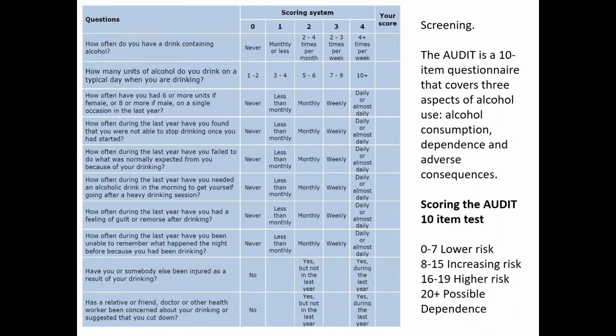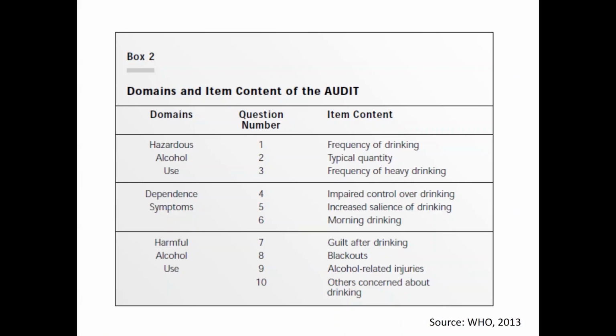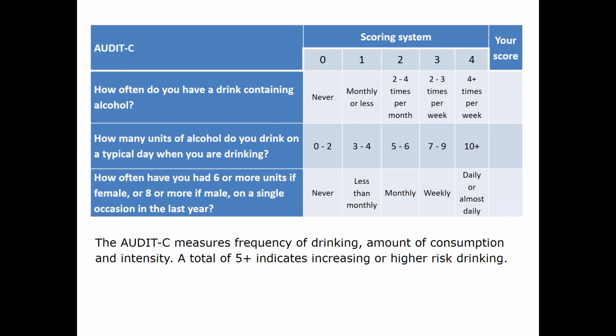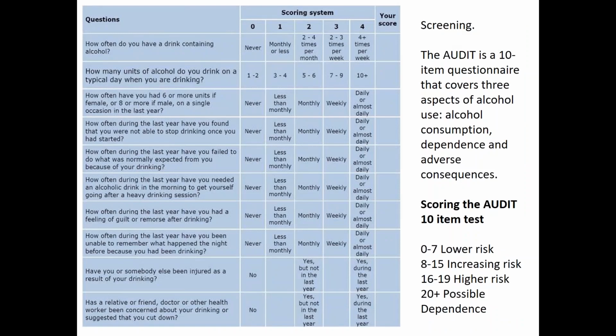Now, what you might more regularly see in your practice, or that has perhaps come across your desk, is the 3-item AUDIT, referred to as the AUDIT-C. The C stands for consumption, so this is AUDIT Consumption. It measures the frequency of drinking, the amount of consumption and intensity, and a score of 5 or more indicates increasing or higher risk of drinking. So these are questions around: how often do you have a drink containing alcohol? How many units of alcohol do you drink in a typical day? And how often have you had 6 or more units if you're female, or 8 or more for male? And so the recommendation is, if the person scores more than 5 on this, then they should complete the full 10-item AUDIT to fully screen.